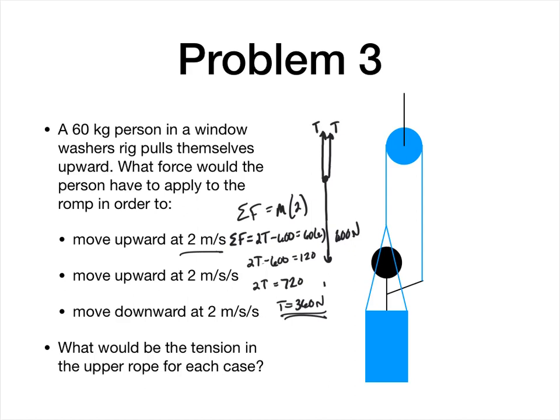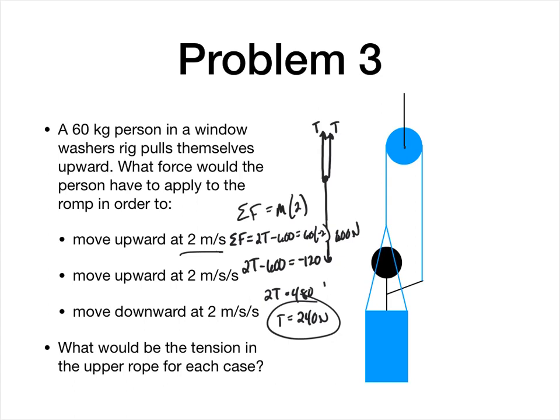Just kind of let it sit here for a few seconds. Okay, now, the only difference is now the acceleration is downwards. So, 60 times negative 2. All right, that's all there is. 2T minus 600 equals negative 120. So 2T equals 480. So T equals 240 newtons. Woot woot.